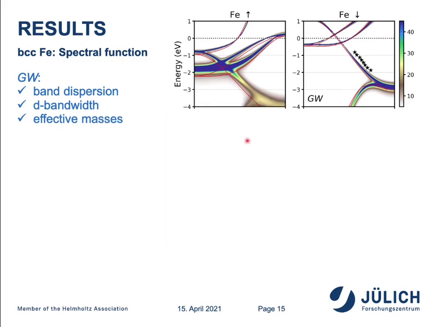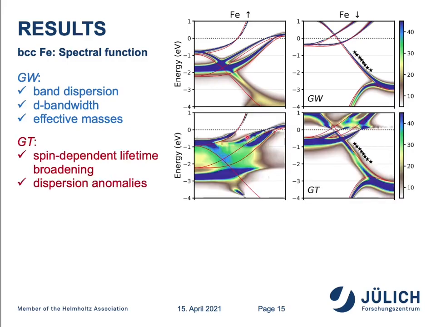Let's consider now what happens with the electronic band structure of iron when we include the electron-magnon scattering by replacing the GW self-energy with the GT self-energy. First, what strikes the eye, all bands are strongly broadened. The broadening gets strong already for the states lying close to the Fermi level, in contrast to GW.